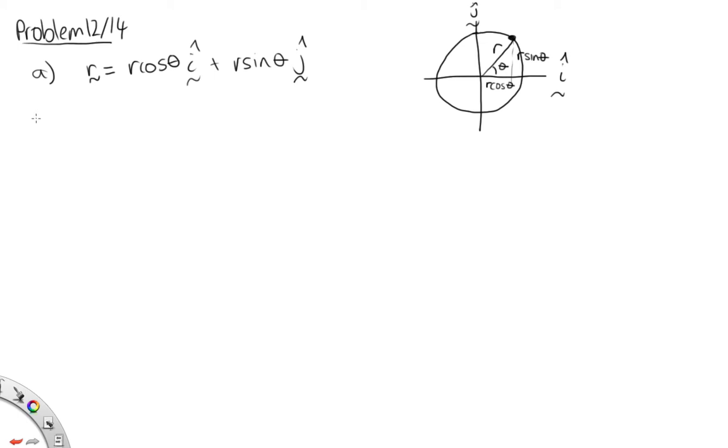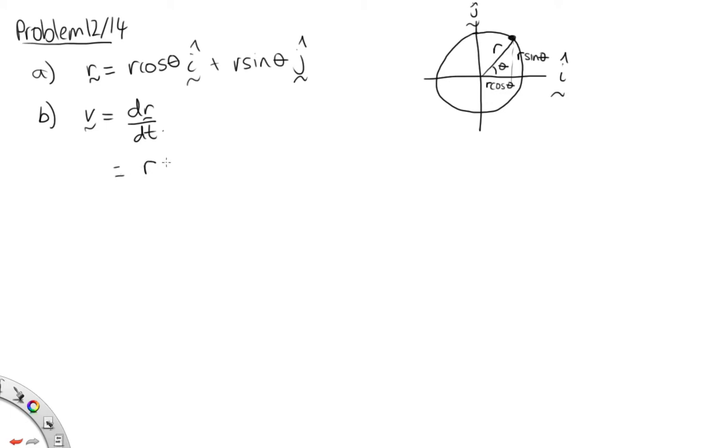In part B, it says use part A to derive the vector expression for the velocity. So the velocity is given by dr dt. All we need to do is take the derivative of this. Now r is constant, the radius isn't changing because this is uniform circular motion, so with time theta is changing, not r.